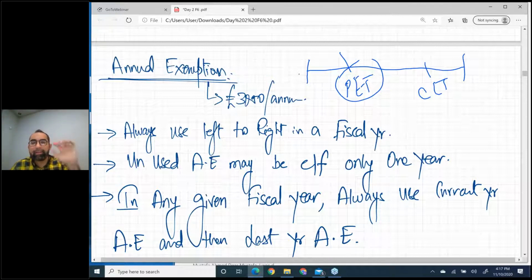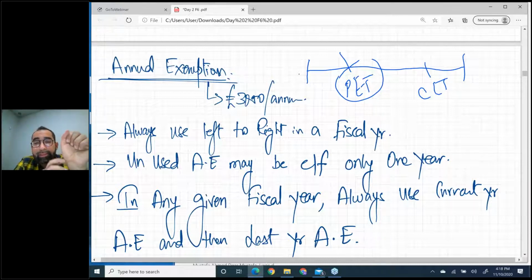Now the next thing, for example, we are in fiscal year 16-17 now. In 16-17, we have one annual exemption of 16-17, which is 3,000, and one brought forward from the previous year. Now, which annual exemption is to be used first? Always use the current year annual exemption first and then last year.